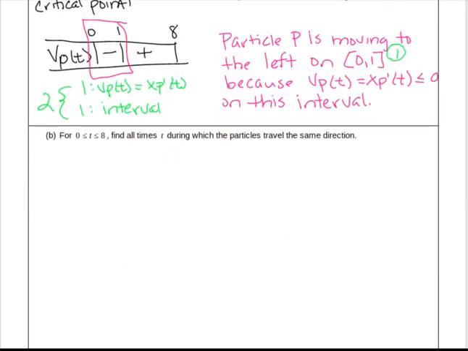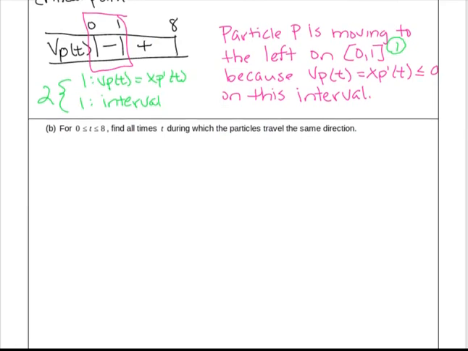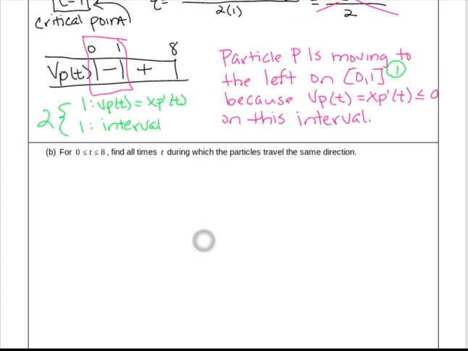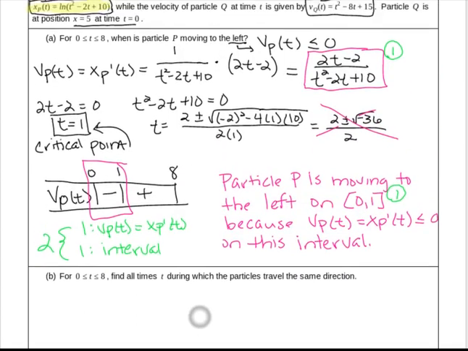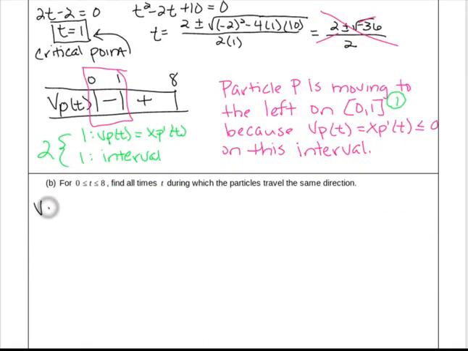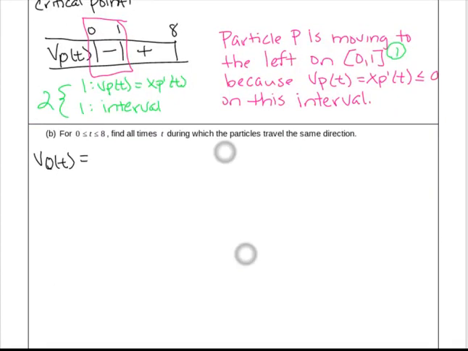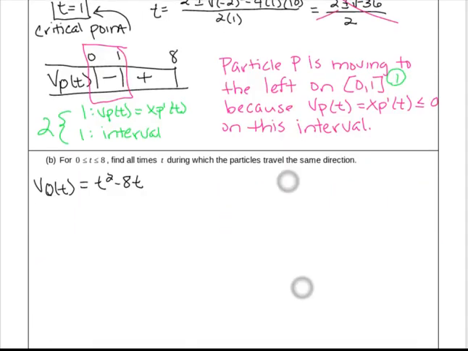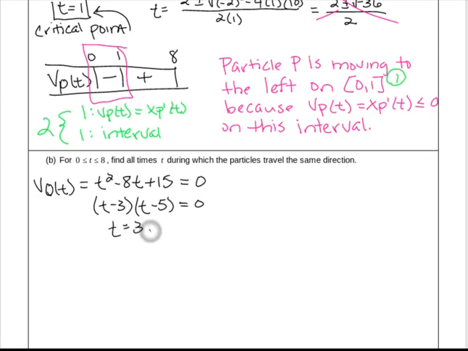All right, for part B, then, we are asked to find the times when the particles are traveling the same direction. So we already did this sign analysis for particle P. Now we need to do it for particle Q. So let's see, we're told that VQ of t is equal to t squared minus 8t plus 15. All right, so we want to know when is that equal to 0. So we can go ahead and factor. We would have t minus 3, t minus 5 equals 0. So we would have critical points at 3 and 5.